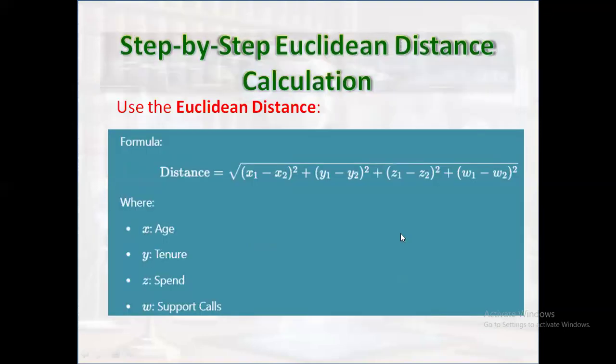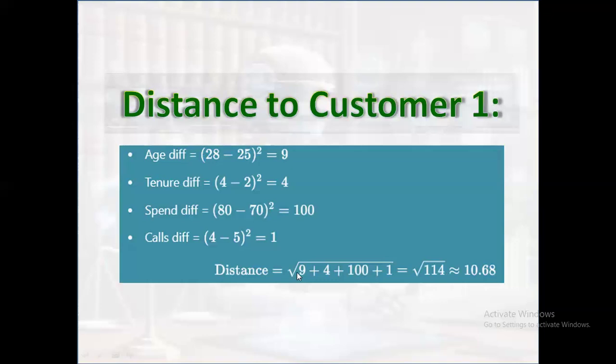If you sum up, 28 minus 25 squared is 9, 4 minus 2 squared is 4, 80 minus 70 squared is 100, and 4 minus 5 squared is 1. Summing up, for customer 1 the distance is the root of 114, which is approximately equal to 10.68.